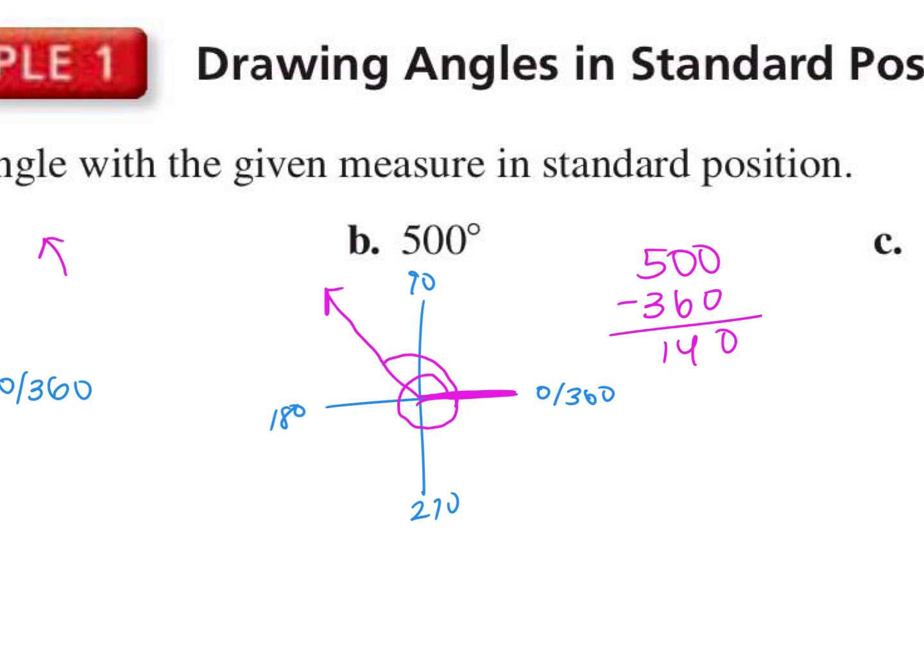Because it's not 140 degrees. It's 140 plus 360. It's 500. Those are called coterminal angles. We'll talk about that in 1 second. But if you have something that's bigger or smaller than 360, you're going to go one whole way around.